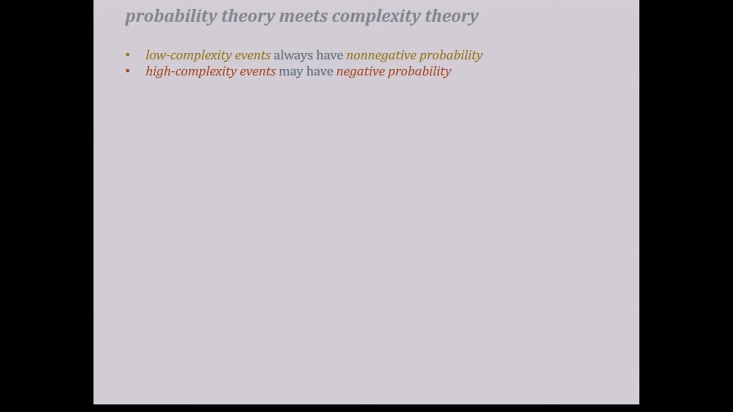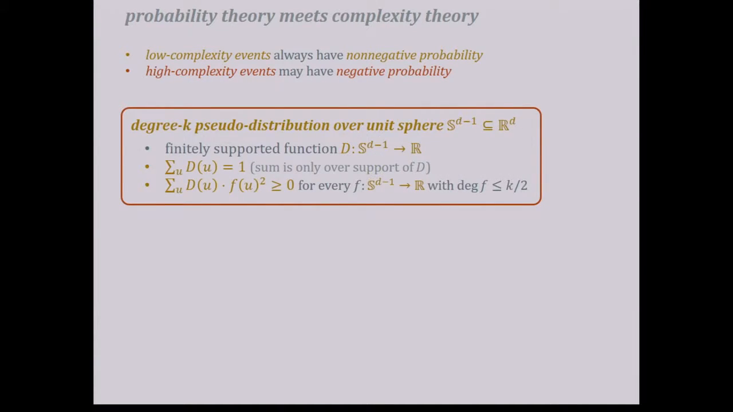And on some level, okay, so let me just, so pseudo distributions are a generalization of actual distributions where low complexity events behave like you would expect. They have no negative probability and everything is nice. But all bets are off if you have high complexity events. And the notion of low complexity and high complexity events is specific, and of course we'll see it next.